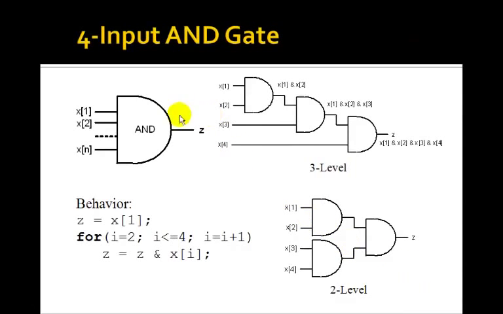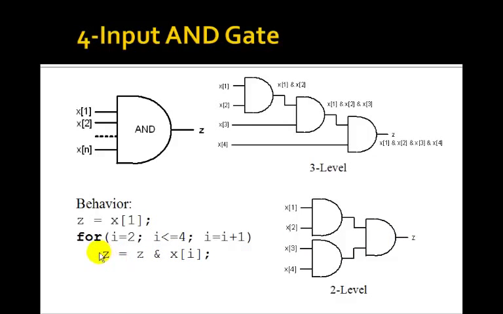Now we can produce this multiple input AND gate using 2 input AND gates. For example, a 4 input AND gate can be made using 3 AND gates as shown here, or this is a 3-level one. You can make a 2-level one where the output here would be x1 and x2, the output here would be x3 and x4, and you AND them all together.